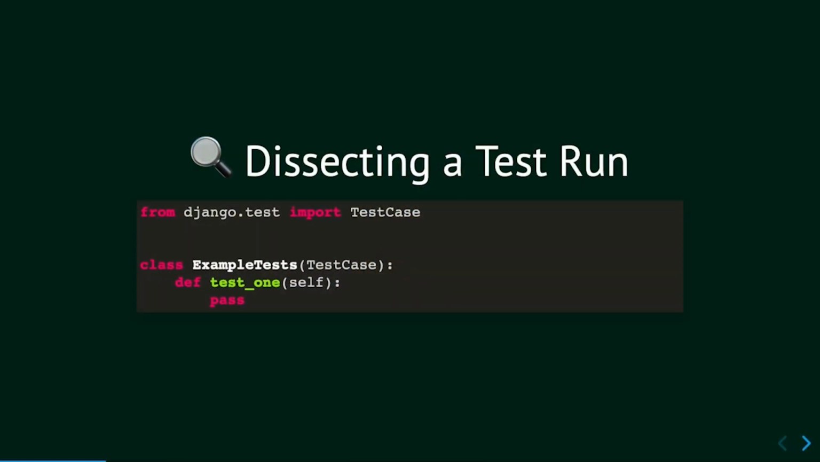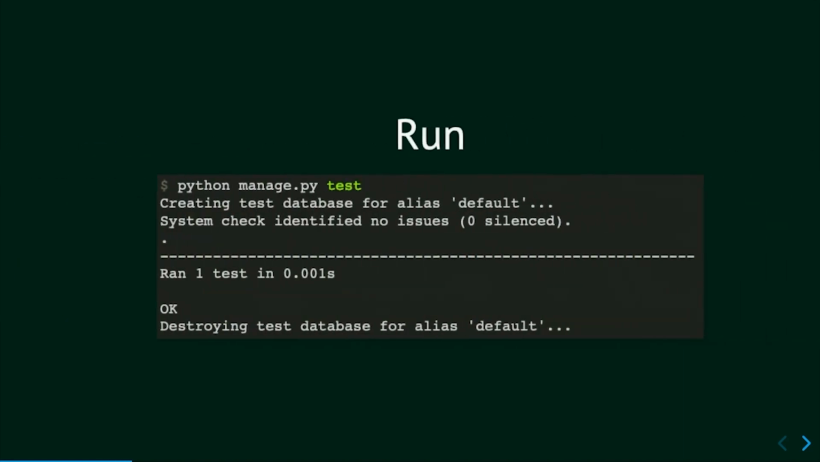We're going to first dissect a test run from the outside and look at its logs. For the purposes of keeping it all about what's happening in the test runner rather than what's happening in the tests, I've set up a simple project that contains only this one test case, with this one test inside that does nothing. If we run this, we get some familiar looking log output.